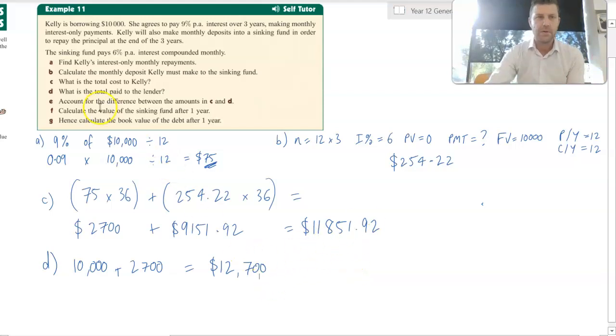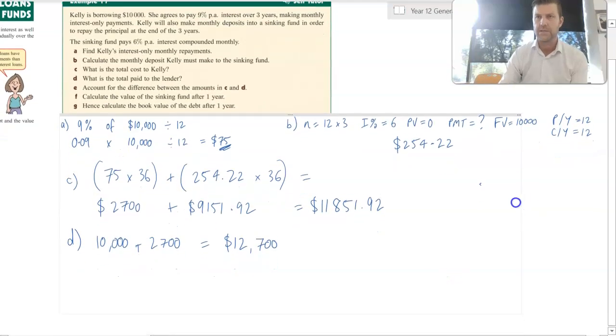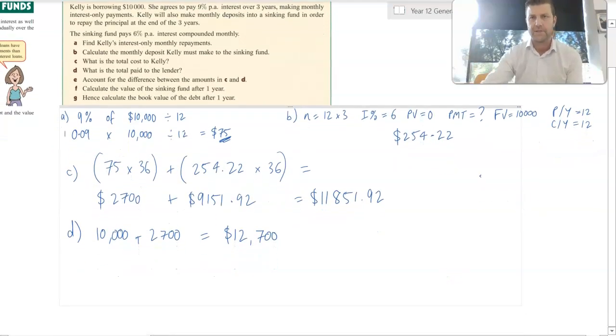The next question says, why is there a difference there? Or, can you account for the difference between the amounts in the answers C and D? So why are these two numbers different? The amount she pays and the amount the lender receives. Well, the difference is accounted for in the amount of interest she earns in her sinking fund. It's almost like a savings account she's got on the side, and she's earning a little bit of interest over those 3 years that reduces the total amount she has to save.